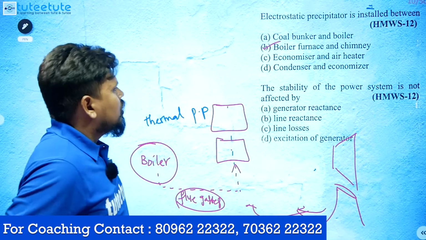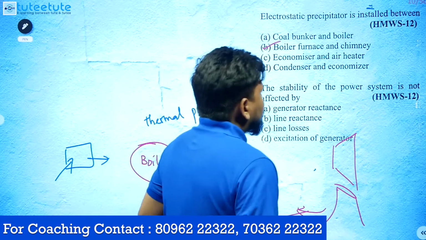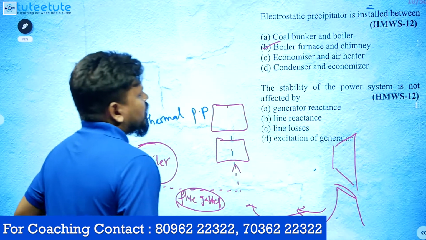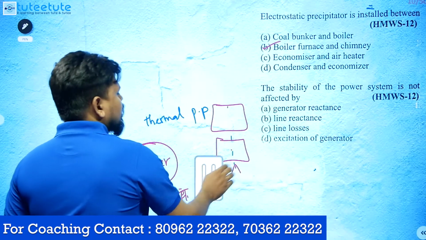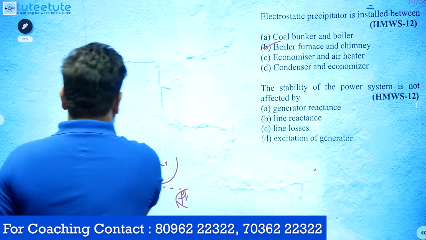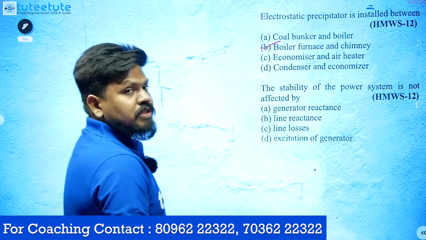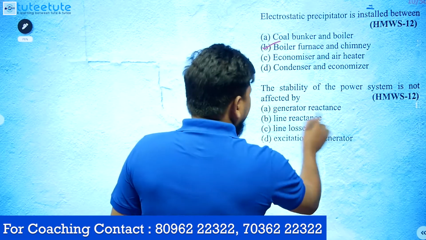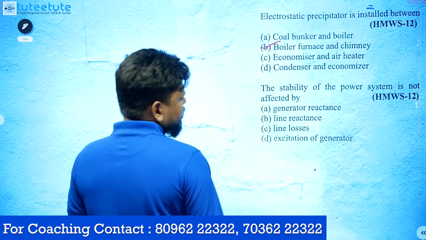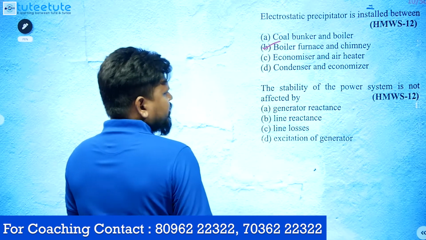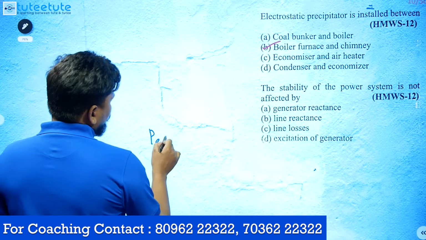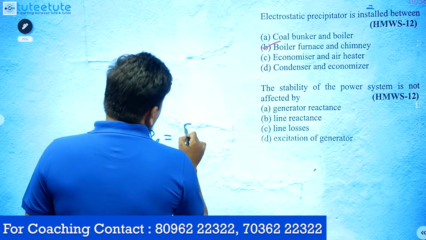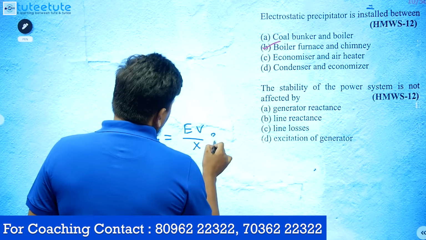Okay, next one. The stability of the power system is not affected by which of these? They are asking how it is not affected. That means based on the options we have to check. What are the options? Generator reactance, line losses, excitation of generator. So what is the electrical power output we are getting? That is nothing but EV by X into sine delta.